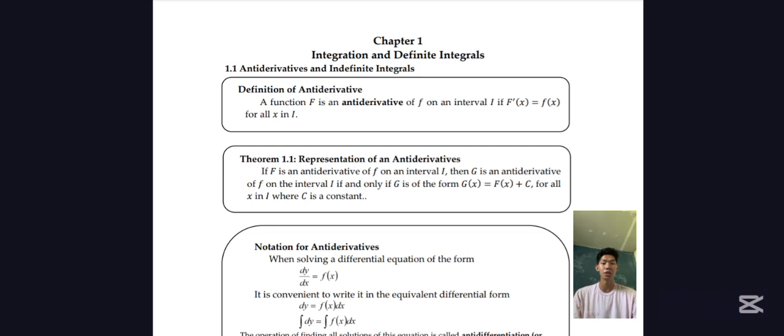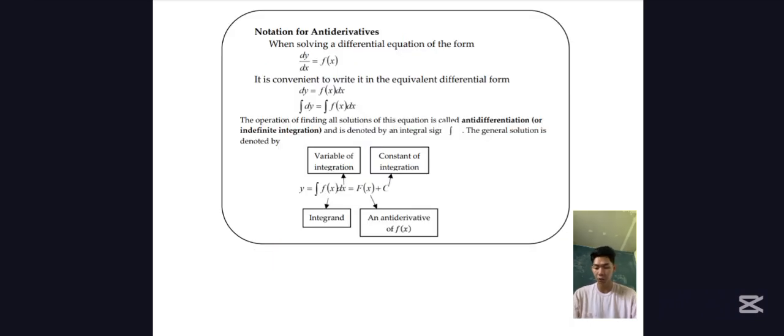In the representation of antiderivatives, if F is an antiderivative of f on an interval I, then G is an antiderivative of f on the interval I if and only if G of x is of the form F of x plus C, for all x in I, where C is a constant.